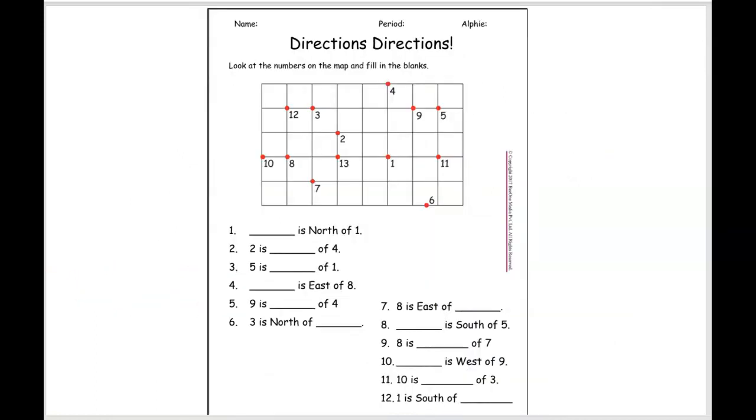You're going to have a handout to work on. It's called Directions, and it wants you to look at these points on the map and then answer these questions. So 6 is south of 9, I'm just making that up. 7 is west of 6. What you're going to do is look at the points and then fill in those blanks there. And that will be the end of this lesson.